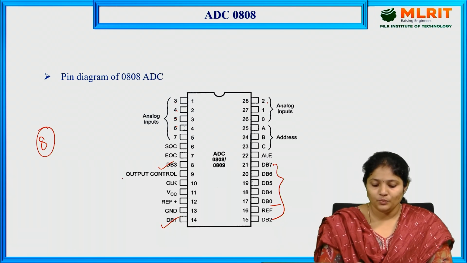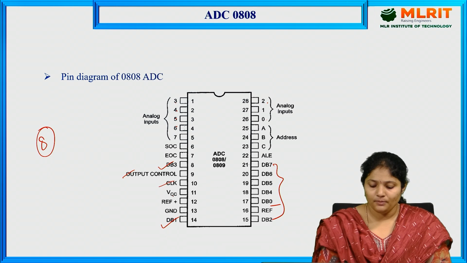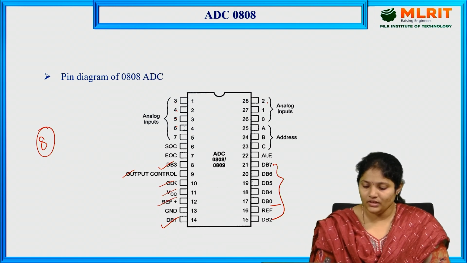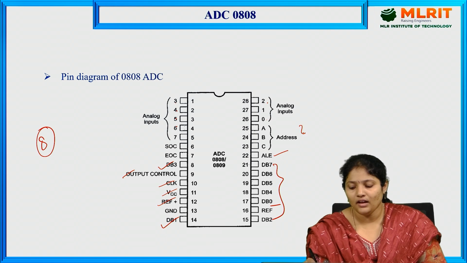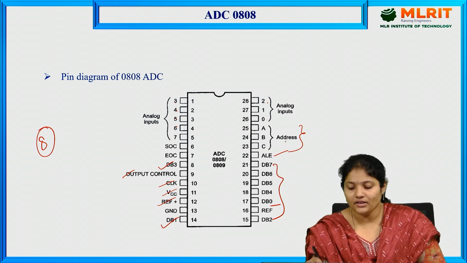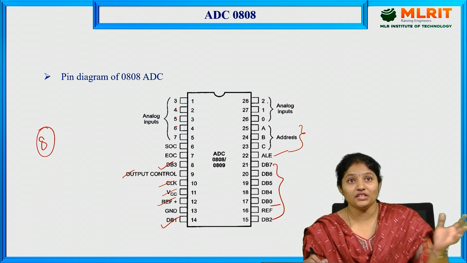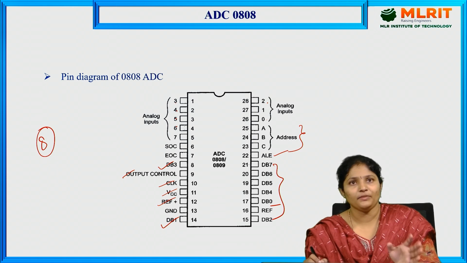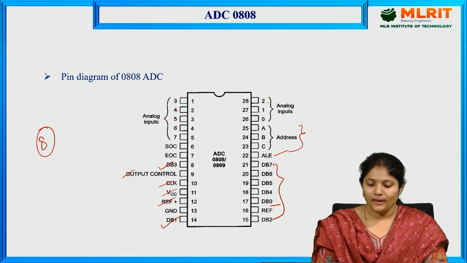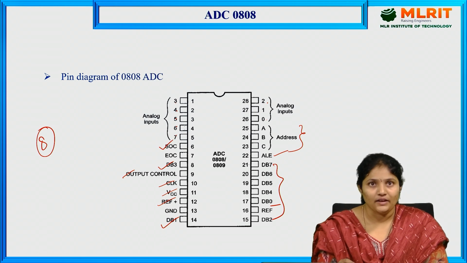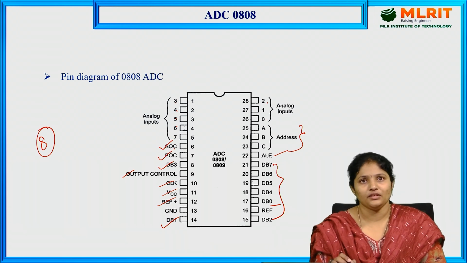Output enable and control pins will be there, clock, power supply VCC, reference voltage, and address latch enable. These are the address pins which select which input needs to be taken from the multiplexer. Next, these are SOC, the start of conversion pin, and the end of conversion pin.